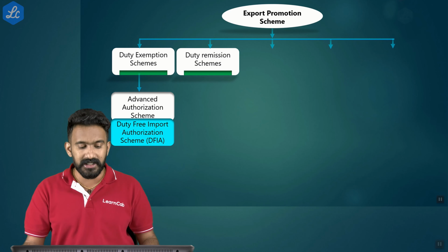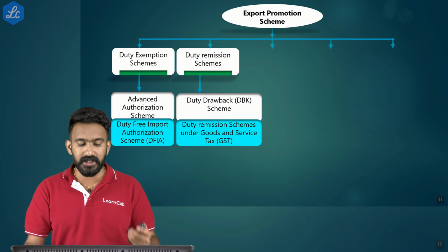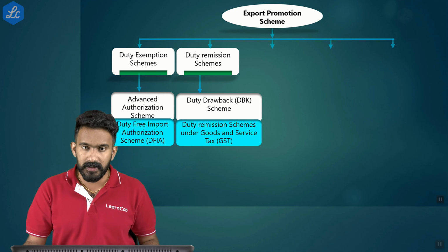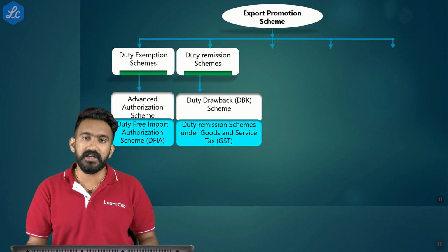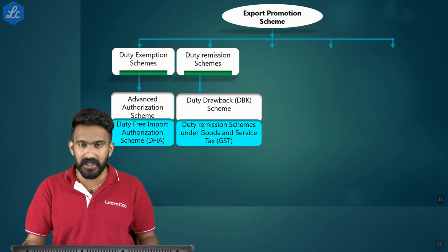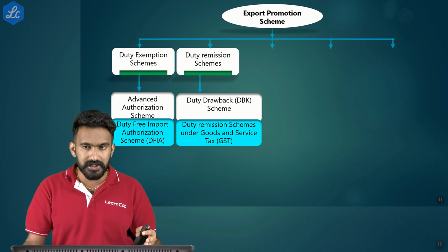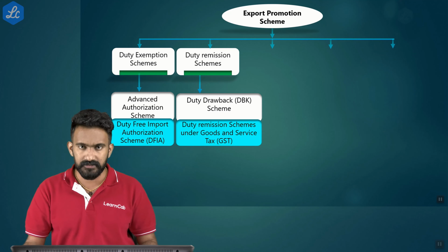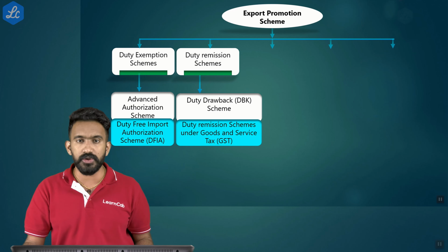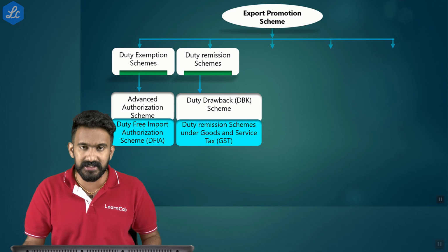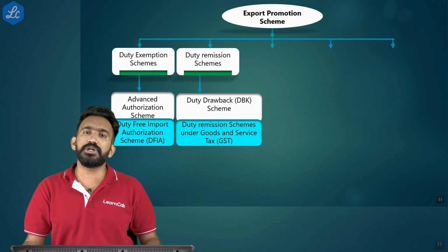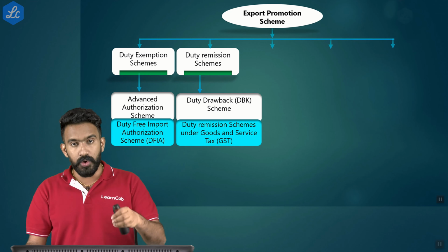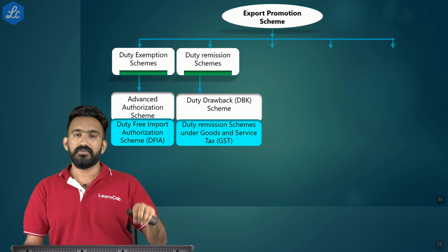We've already learned about duty remission schemes like duty drawback scheme, wherein we have learned in customs there are sections 74 and 75, wherein 74 talks about import of goods which are exported back, wherein while you're exporting you will get up to 98% duty drawback.